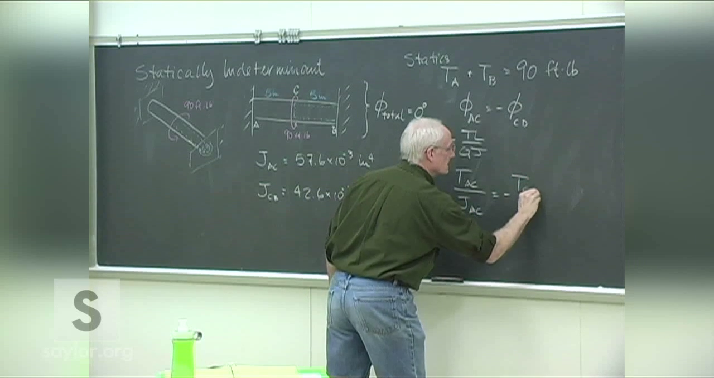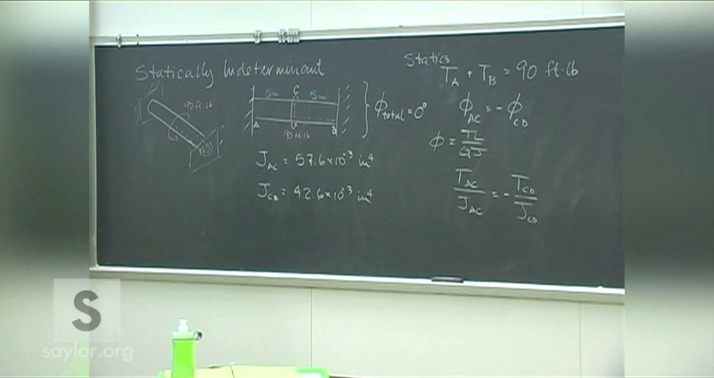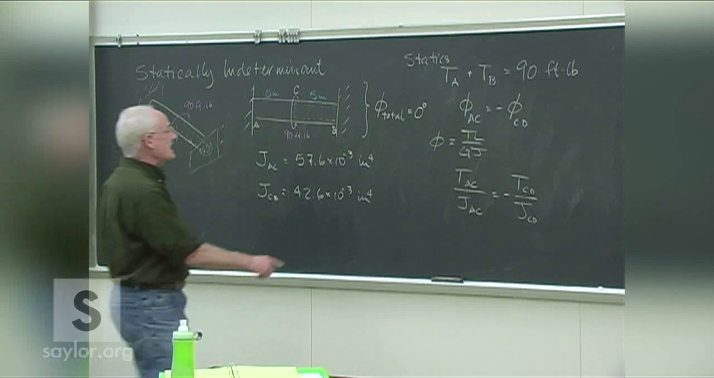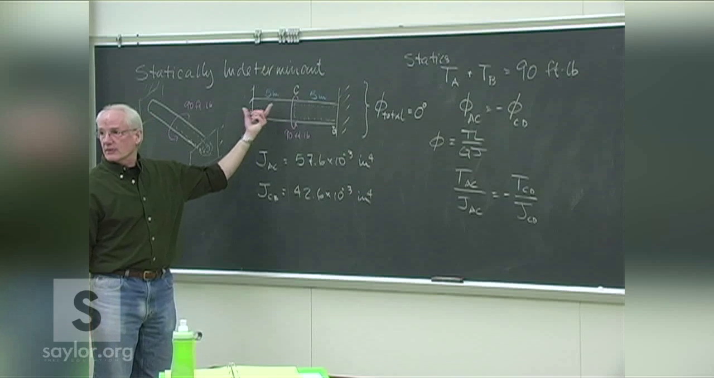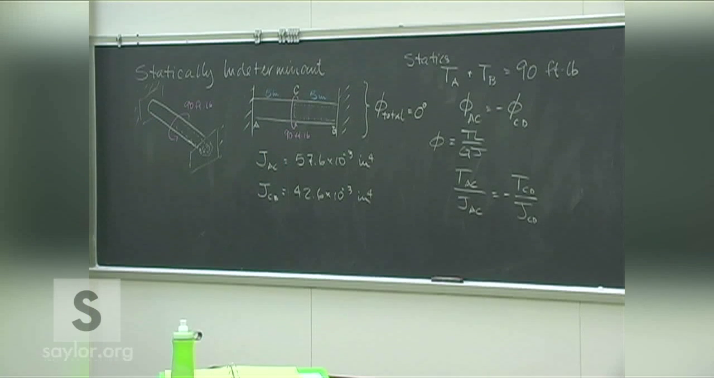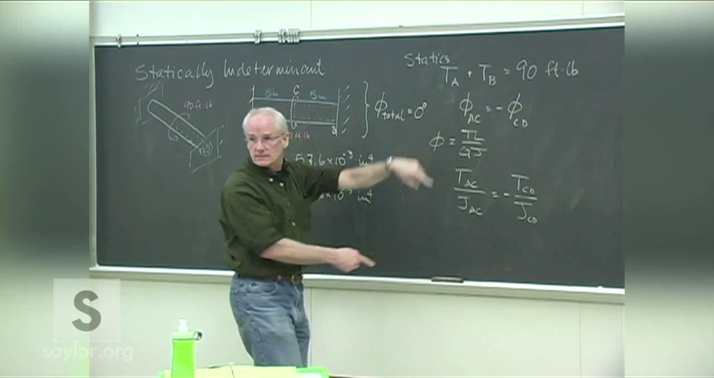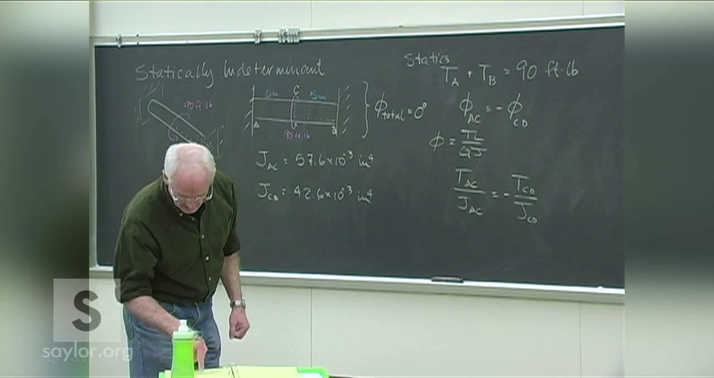We get just the inverse ratio of the two polar moments of inertia. Wouldn't be that simple, except the lengths are the same. Could have been too that they were different materials. That would certainly have been a possibility. But given that, you can now solve that. Now we're down to just these two equations as enough to solve it. So it's a matter of fairly simple mathematics now.